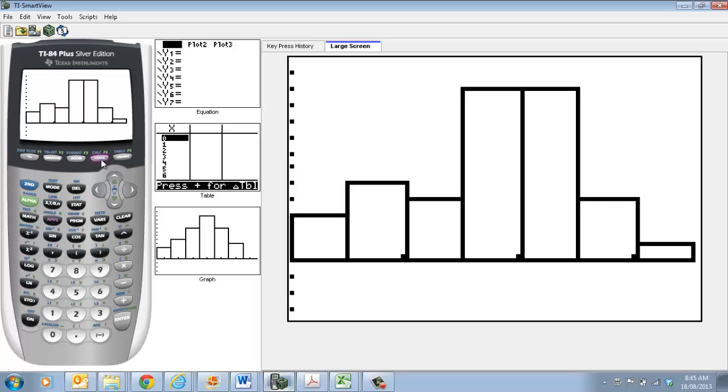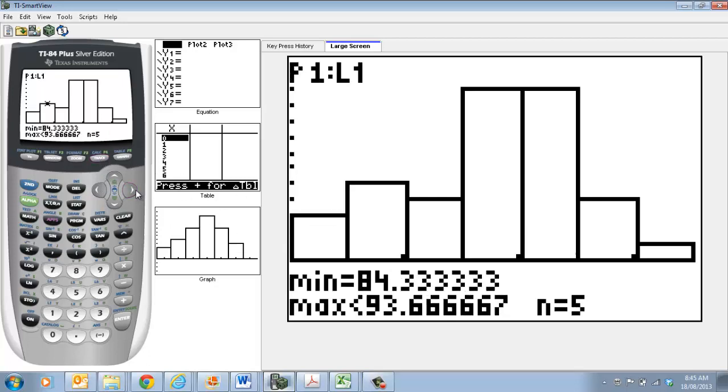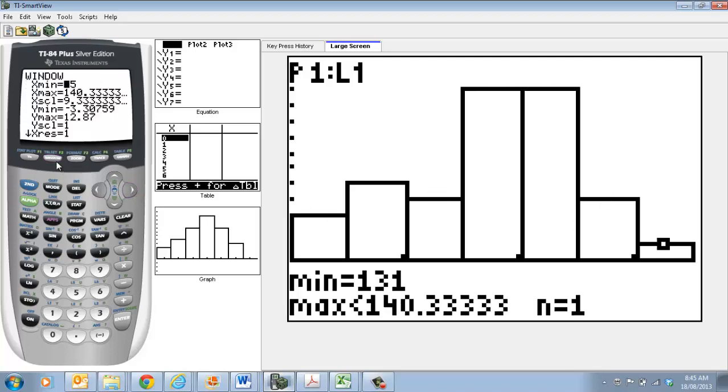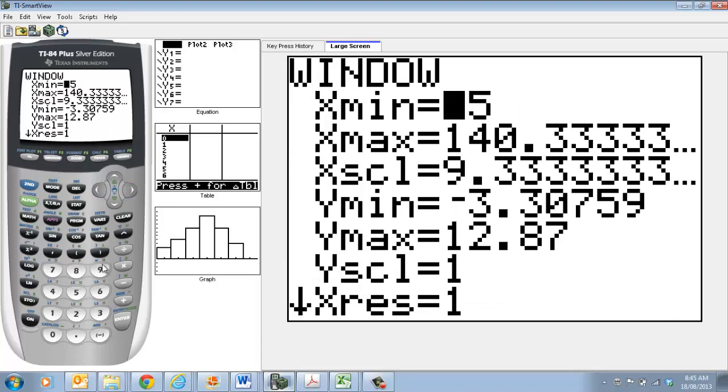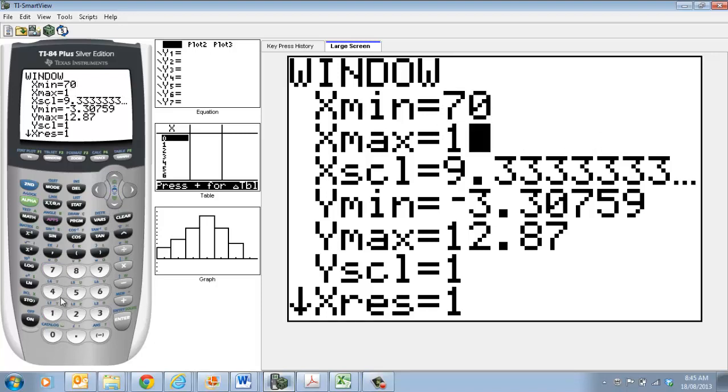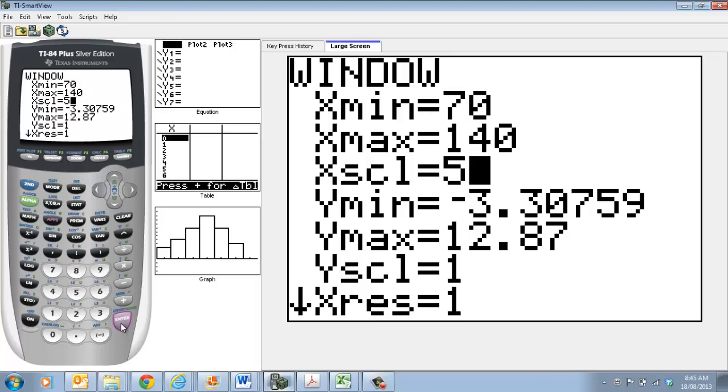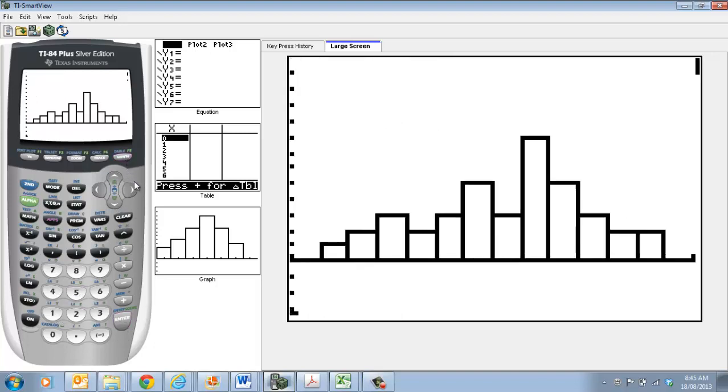I can press my trace button, scroll across, and it tells me what I've got there, it tells me my range and my data. If I want to, I can then go and change my data set, so I can have my min value starting at say 70, my max going to 145, 140, and then I can make my scales there. I can make them 10s or I can make them 5s. So you get the idea. When I graph that, I'm going to get a slightly different graph now, so you can play around with that when you're doing that.